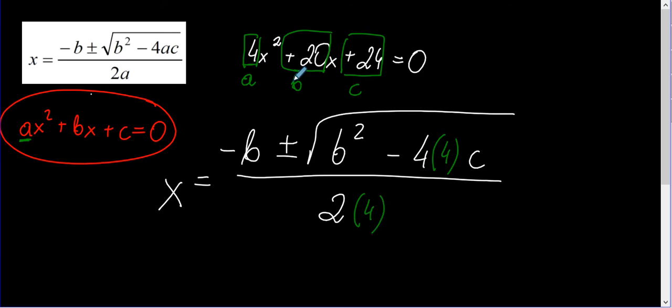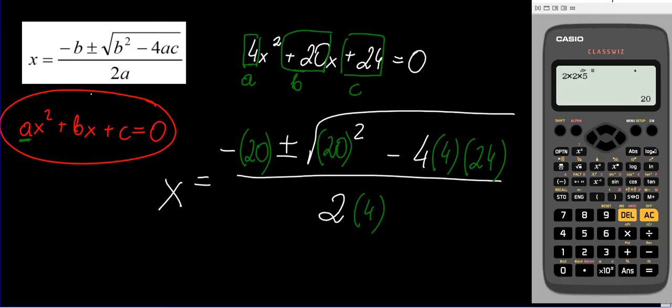And then B is 20. So I have B here and here. So I'm going to rub out B, and in that place, I'm going to put 20. And then we have C. And C is what? 24. So again, I'm going to rub this out and write 24. And that way, I'm not going to make a mistake. I have the right numbers in the right places.